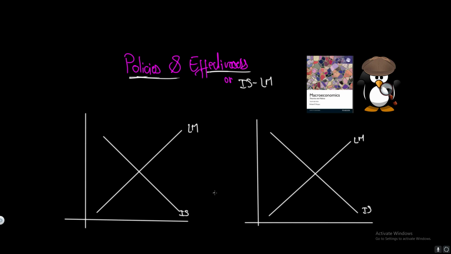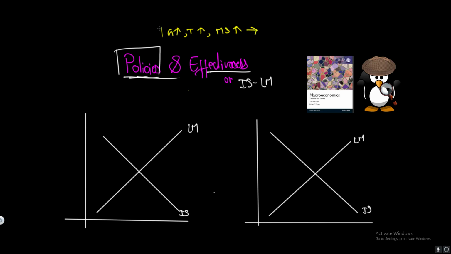In this chapter, we'll talk about government policies and their effectiveness on the IS-LM curve. We understand from our basic economics in high school that when it comes to government policies, the government can increase their spending, or the government can increase their taxation, or the government can increase the money supply. And all of these things, we know, will impact the GDP in the economy.